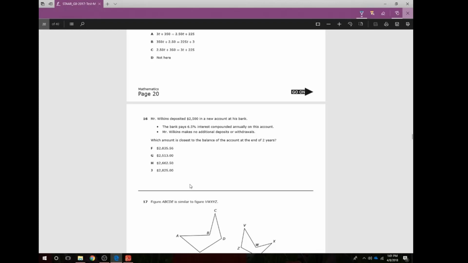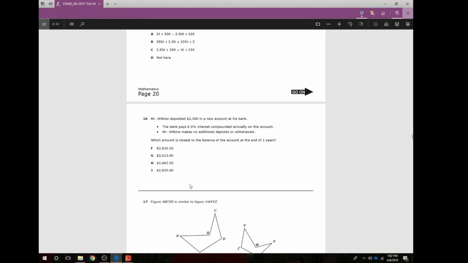Last problem we're going to do for this section, just kind of a random calculator fact section. We're going to do this compound interest problem. So the question reads, Mr. Wilkins deposited $2,500 in a new account at his bank. The bank pays 6.5% interest compounded annually on his account. And it says that Mr. Wilkins makes no additional deposits or withdrawals. Which amount is closest to the balance of the account at the end of the 2 years?